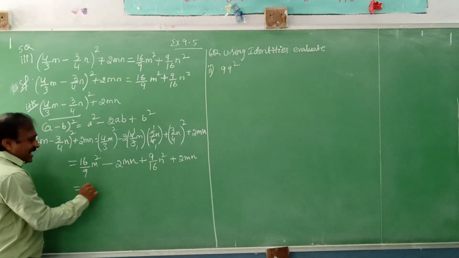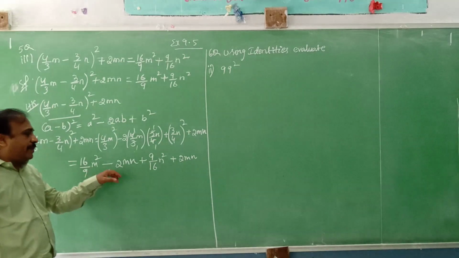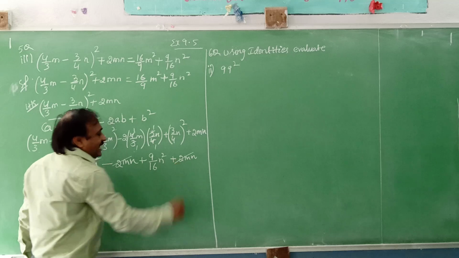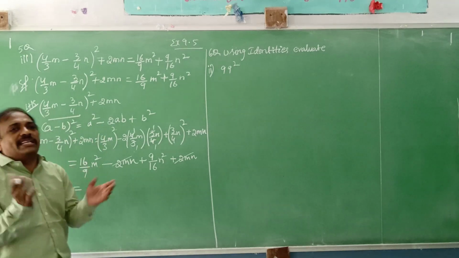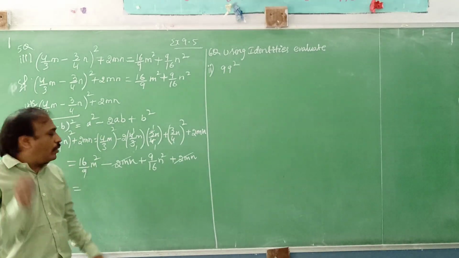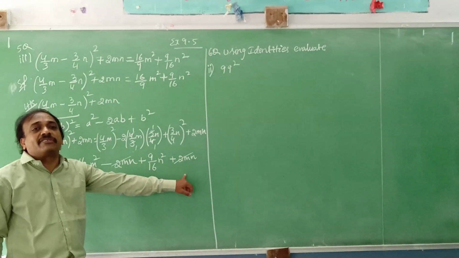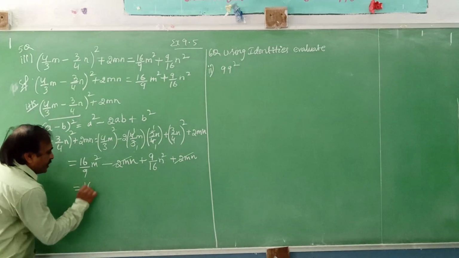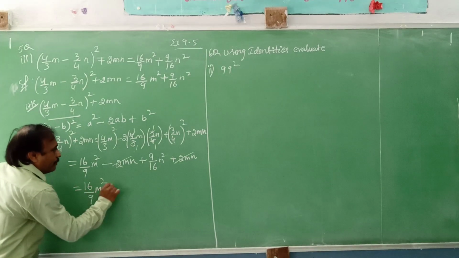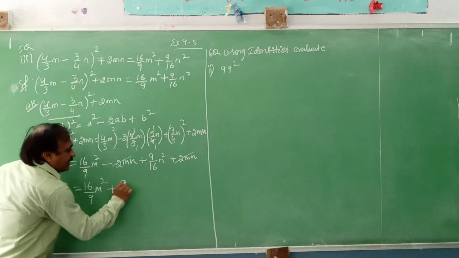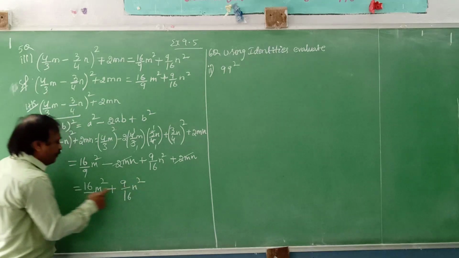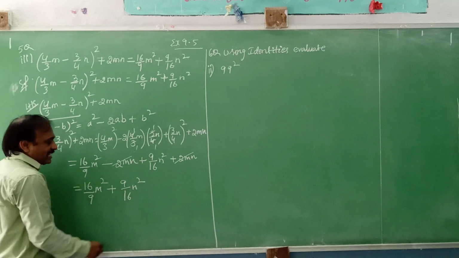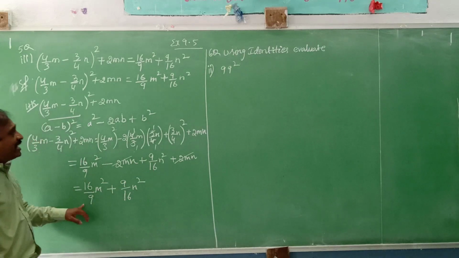Now, are there any like terms in this? Yes. Minus 2mn plus 2mn. Two like terms with different signs. When we add plus 2 and minus 2, the result will be 0. So minus 2mn plus 2mn is 0. That's why we are cancelling like this. Now the leftover terms are 16 by 9m square plus 9 by 16n square, which you have in the RHS part.